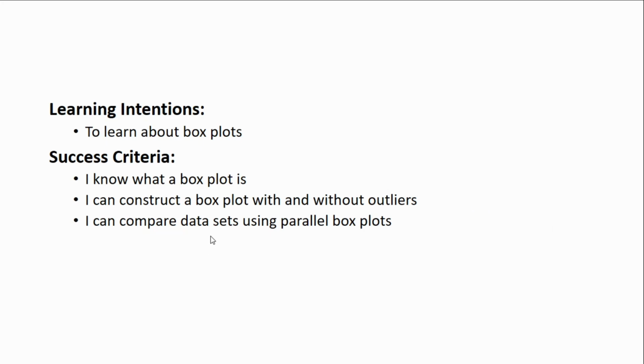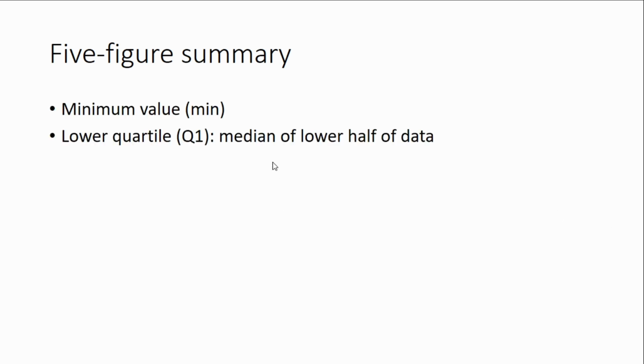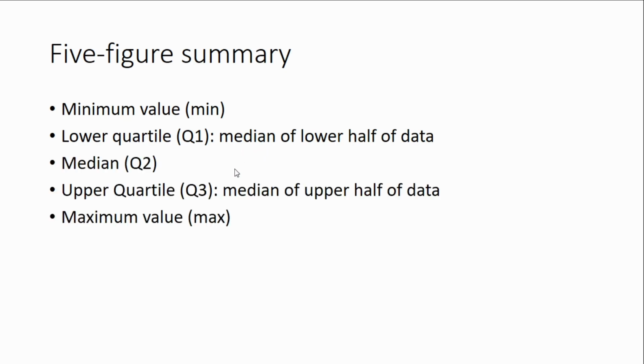Alright, so let's start off with our first one. What is a box plot? So this is what a box plot looks like, and you may have seen this before in your previous years of maths. It's just a visual representation of the 5-figure summary that we learnt last term. If you don't remember, it is the minimum, the lower quartile or Q1, the median or Q2, the upper quartile, and the maximum. So all these points are shown in the box plot.